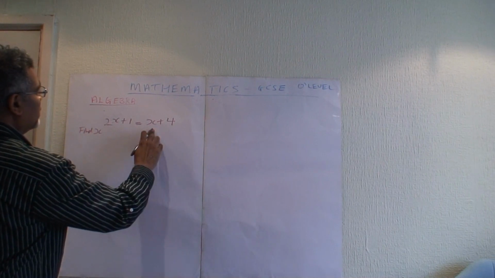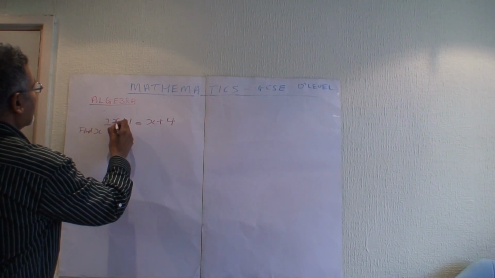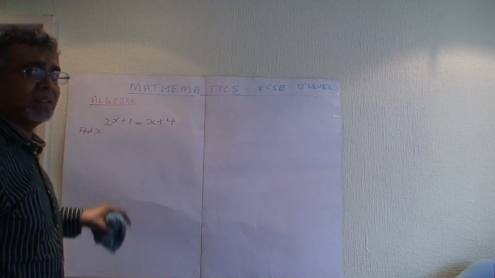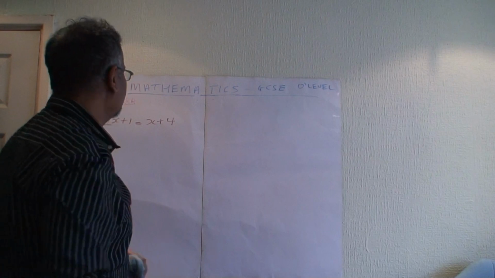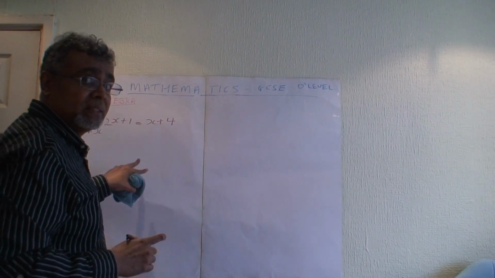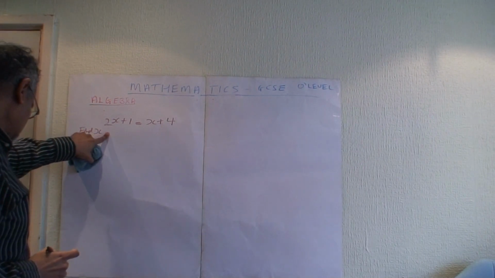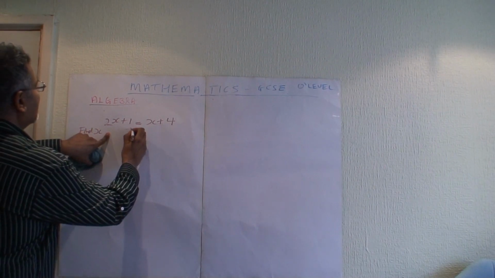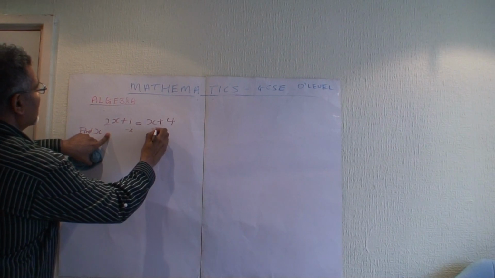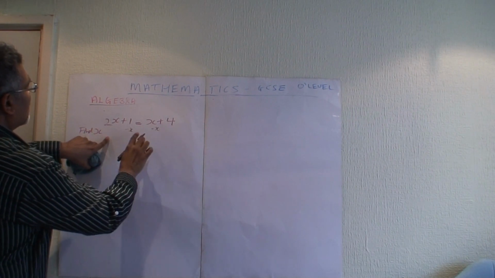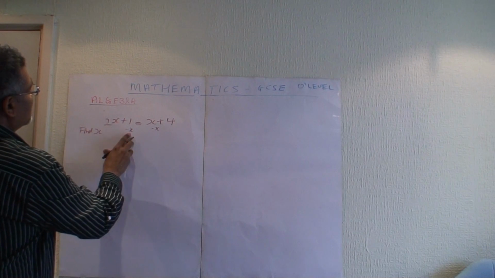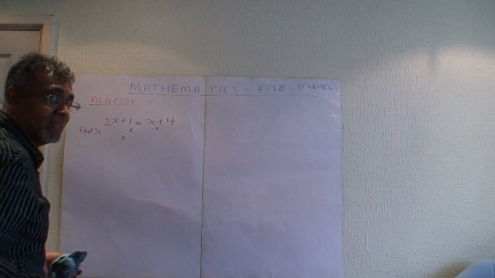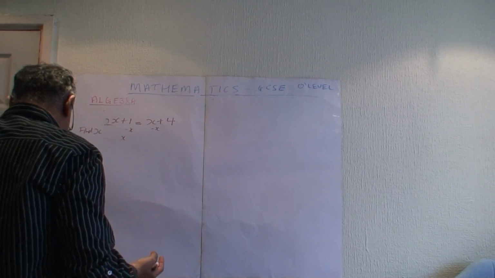So you have 2x here and 1x here. So you are going to have to minus 1x on both sides of this equation. What we do here, you need to minus an x here, and I need to minus an x here. So 2x minus x is just x.